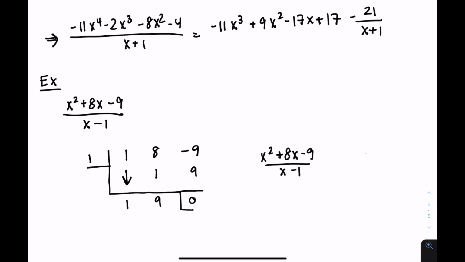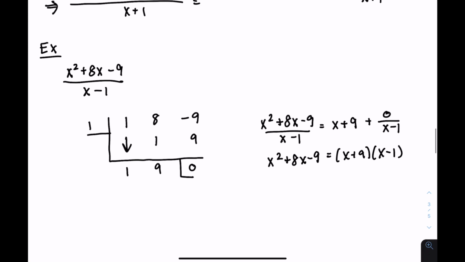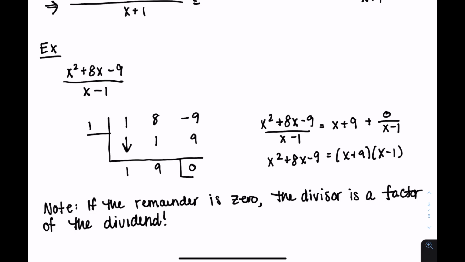So really when I go through this division, I'm going to get x plus 9 plus 0 over x minus 1. And if you really notice, this thing factors pretty nicely. So I'm dividing out by a factor, and we've got a remainder term of 0. So in that case, if you go through and divide by this linear term, the remainder is 0, the divisor will be a factor of that dividend.